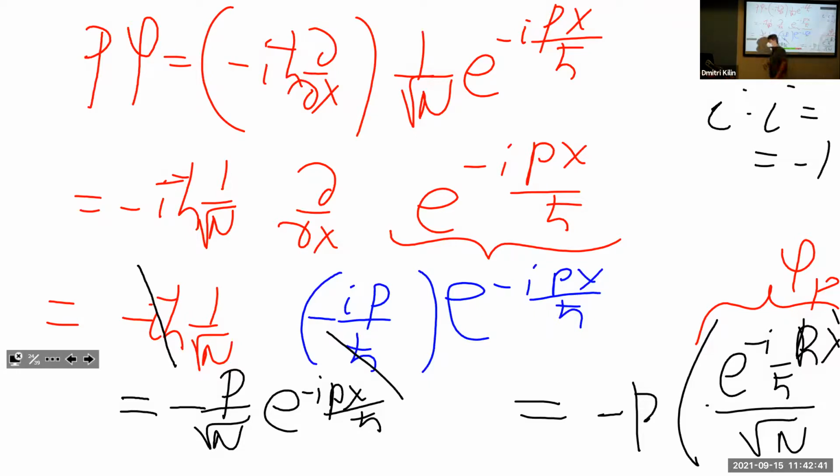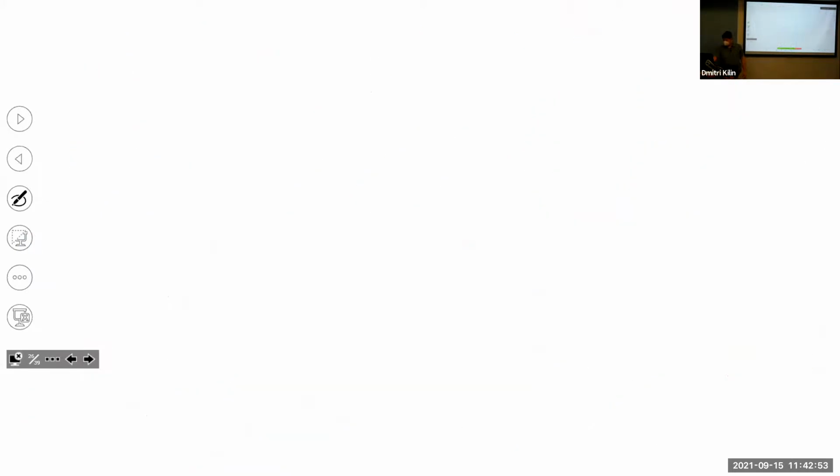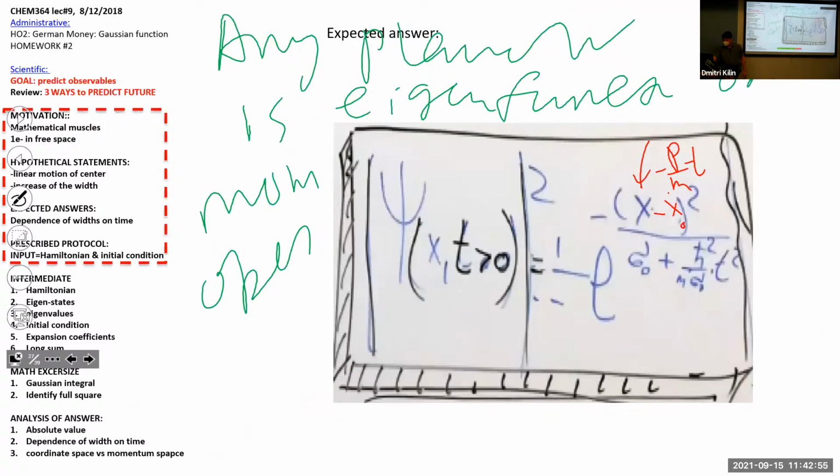So, okay. And probably if I would select the plus sign here, it will be plus p. So one can take care of it. So here is the answer that I wish we obtain in about a week from now.